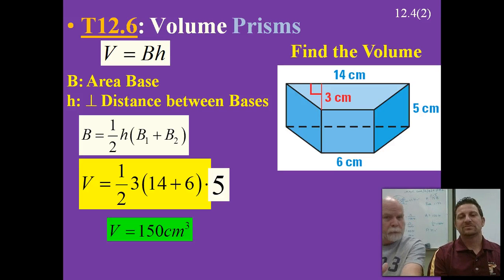Okay, so those are prisms. V equals capital B, which is the area of the base, times the height. Pretty basic formula. It's just that that capital B changes depending on what the shape of the base is. So that's where chapter 11 comes in.